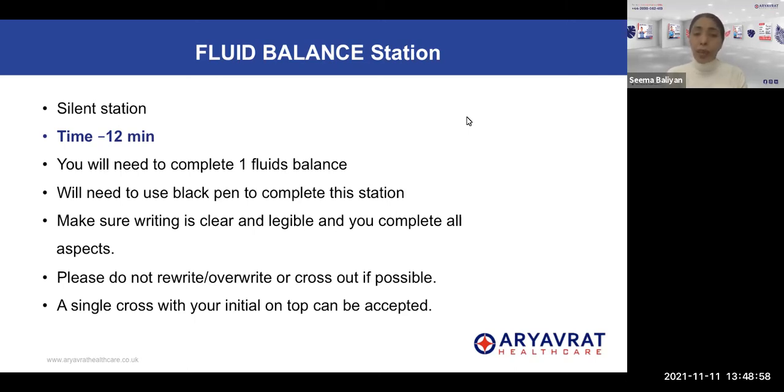You will need to use a black pen to complete the station. Again, make sure that your writing is clear and legible and you complete all of the aspects. Please do not rewrite or overwrite or cross out if possible, and a single cross with initials on top is acceptable.